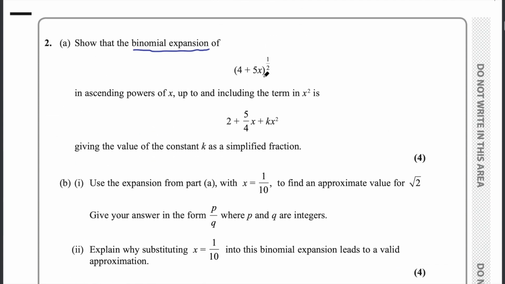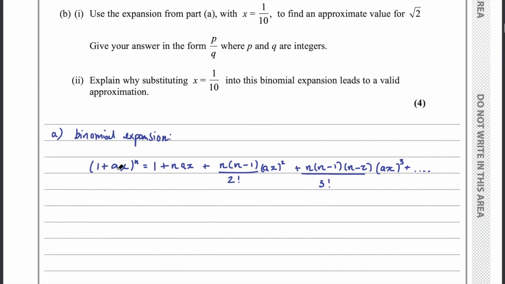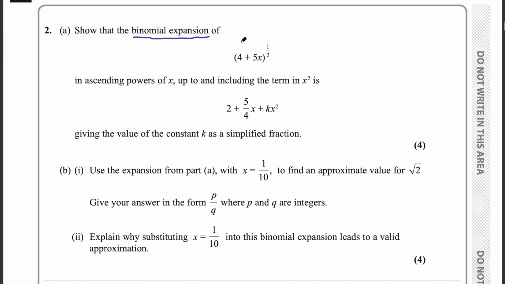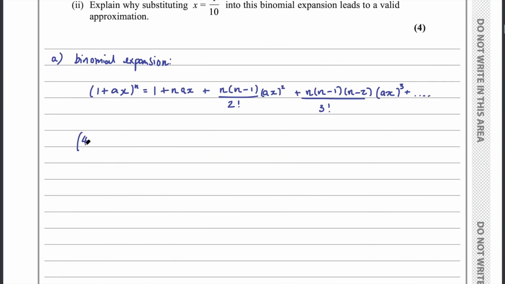And we're given the expression 4 plus 5x to the power of a half. Now it needs to be in the form 1 plus ax to the power of n. So we need to do something to this expression so we have 1 plus. So hopefully you see you need to factorize a 4 out of both terms. So we need to do a little bit of work with this expression before we use that binomial expansion formula. So let's write that down here. So we've got 4 plus 5x to the power of a half. And this can be written as 4 multiplied by 1 plus 5 on 4x, and all of that is to the power of a half.